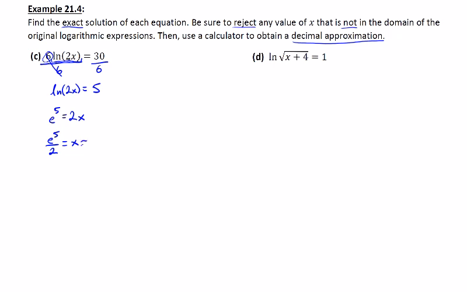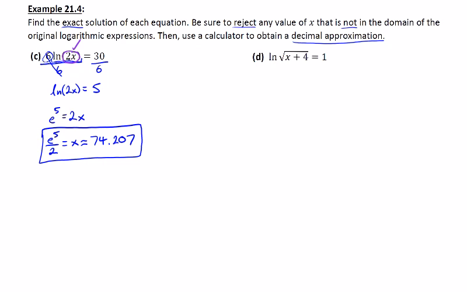The decimal approximation for that is about 74.207. And substituting that value of x back into the original logarithmic equation is not going to present any issues with us as far as the argument is concerned. So we'll box in the exact and the approximate solution there.